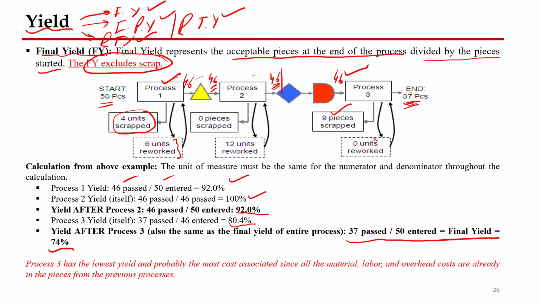But overall, if I talk about the entire process, the final yield, as we discussed earlier, is the total conforming units divided by the total input, which is 50. So the final yield is 37 by 50. Which means in the final yield, we only exclude the scrapped or defective units. We do incorporate the rework units. After correcting them, we can use them in calculating the yield, or to report the yield.